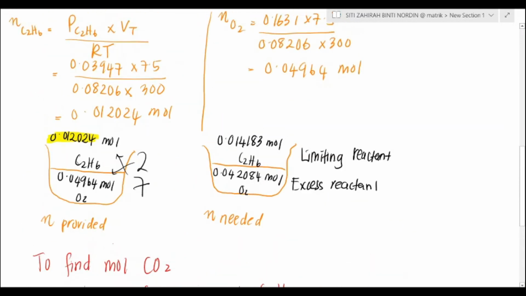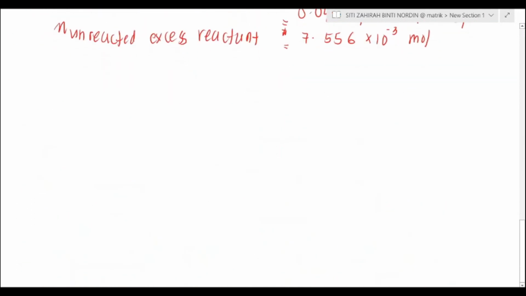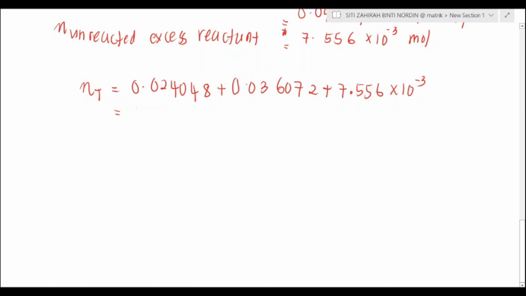So you've got all the moles needed to find your mole total, right? So calculate your mole total. So this is your mole of carbon dioxide plus the mole of water plus the mole of unreacted excess reactant, which is gonna be 0.067676 mole. Okay, we are done finding our total moles.